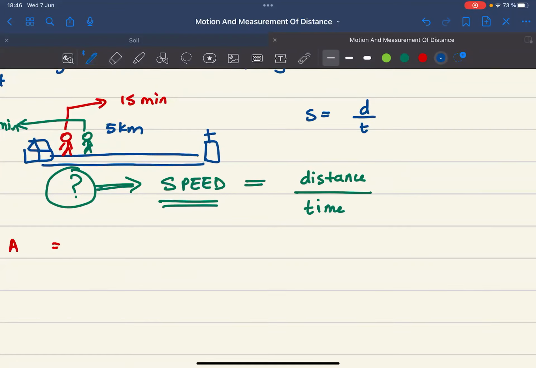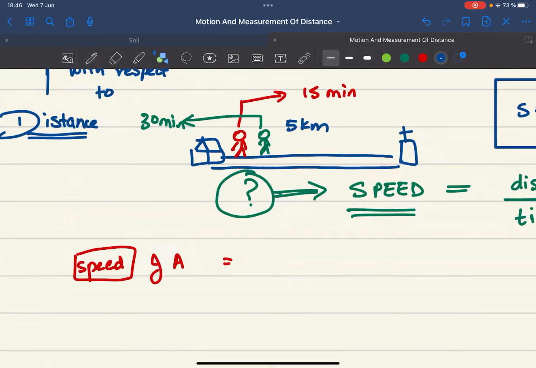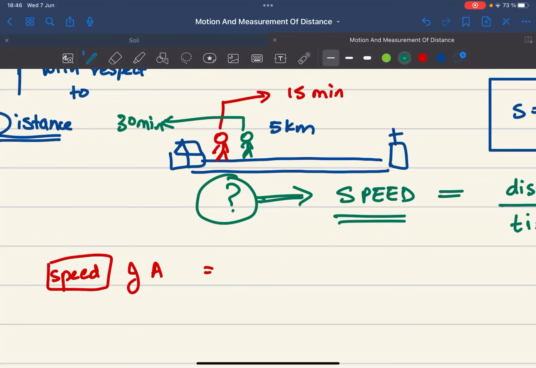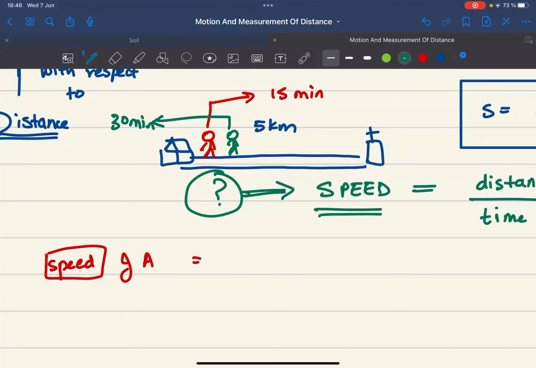This is very, very important formula. This is going to be coming not only in this grade, but also for your 7th, 8th, 9th and upcoming classes. Okay. So now speed of A. Tarakeshwaran, can you solve this problem? How will you find the speed of A? So speed of A will be distance of A by time of A. Now tell me what is distance of A and time of A, Tarakeshwaran.